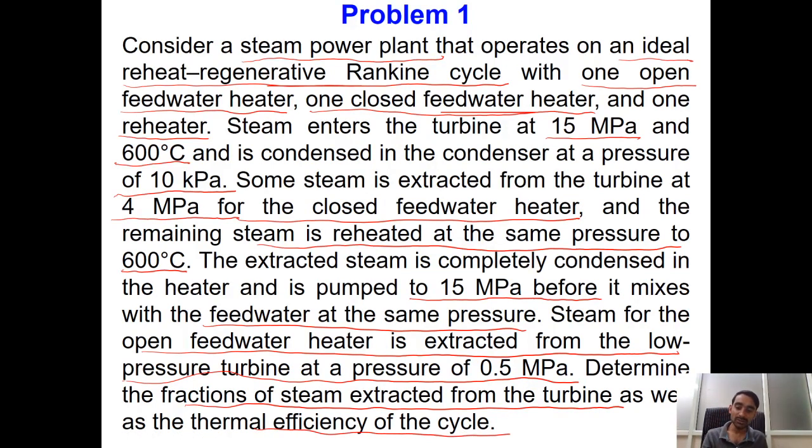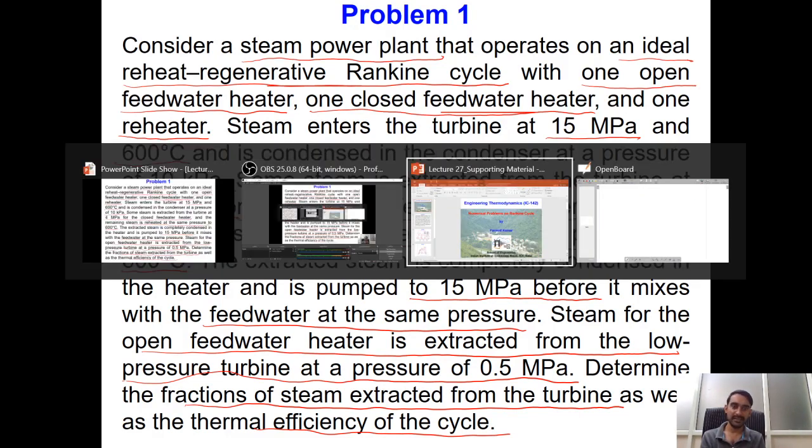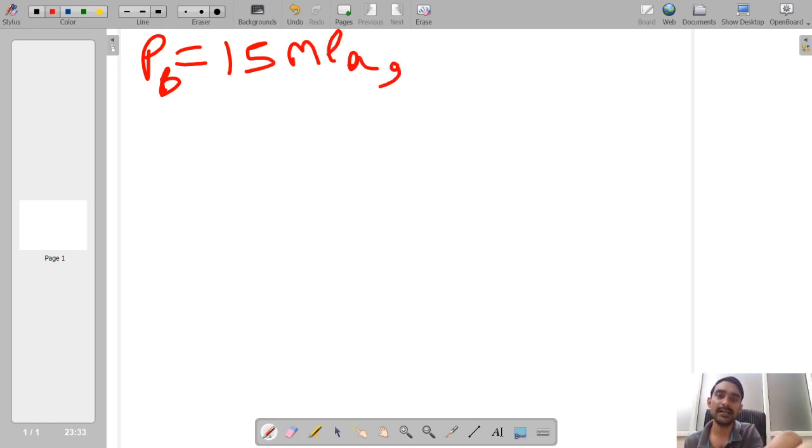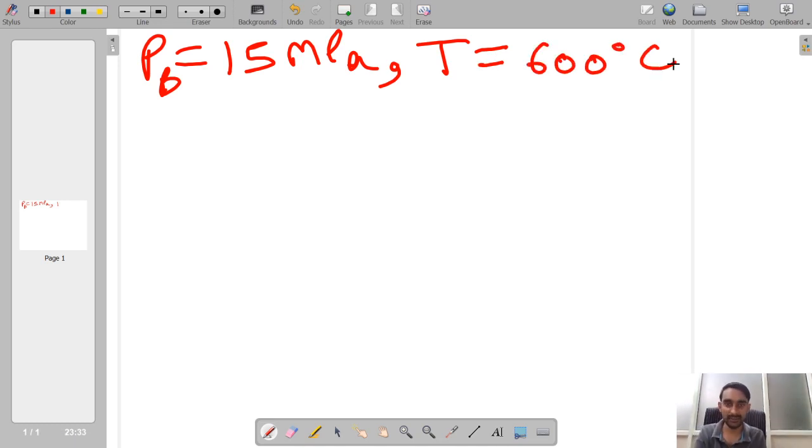So let us first see what the individual conditions given are. The first condition given is that the highest pressure is 15 megapascal and the temperature is 600 degrees Celsius. So the highest pressure means the boiler pressure is 15 megapascal, and the temperature at the inlet of the turbine is equal to 600 degrees Celsius.